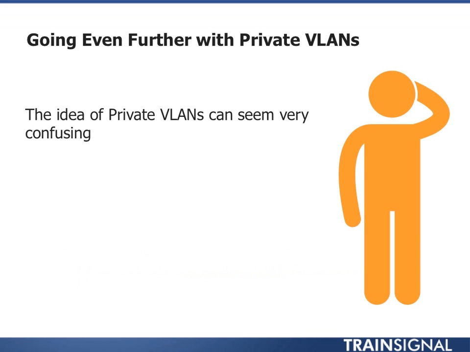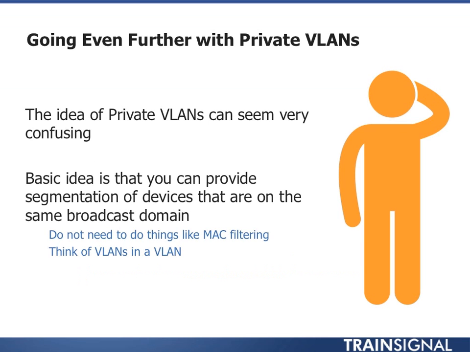Now let's talk about private VLANs. The idea of private VLANs can seem very confusing, but it's really not. The basic idea is that you provide segmentation of devices that are on the same broadcast domain. So I've got VLAN 20, and I've got a bunch of hosts in it. What if I don't want all those hosts to talk to each other? Normally I would do one of a couple things. I would do MAC filtering. So I'd go into the switch and say this MAC address can't talk to that MAC address, and this MAC address can talk to that MAC address. Well, that's a pain. You think IP access lists are bad, go do MAC address filtering. Okay, so we don't want to do that.